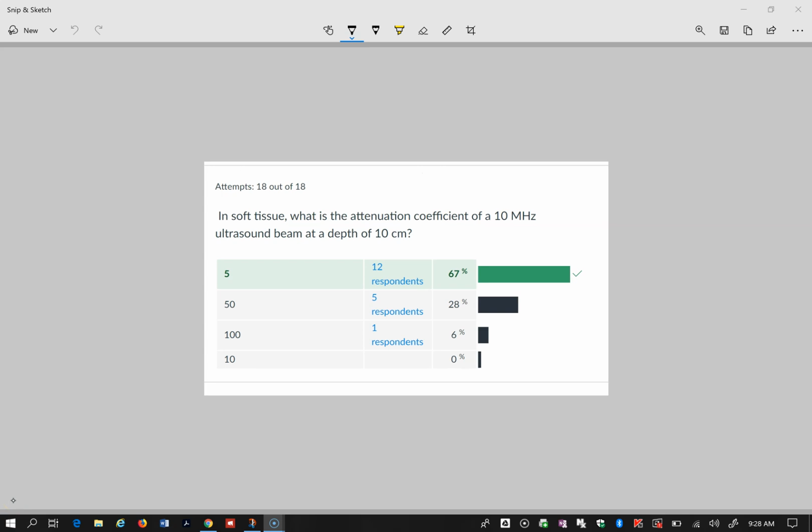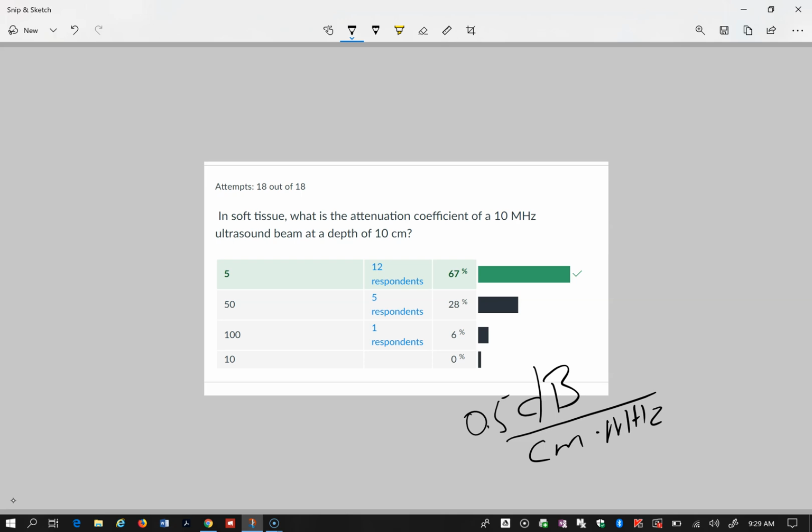Next question is, in soft tissue, what is the attenuation coefficient of a 10 megahertz ultrasound beam at a depth of 10 centimeters? And we defined the coefficient as decibels per centimeter times megahertz. As your book says, the attenuation coefficient is the number of decibels, or 0.5 in soft tissue, times the frequency, which gives you the coefficient of attenuation.